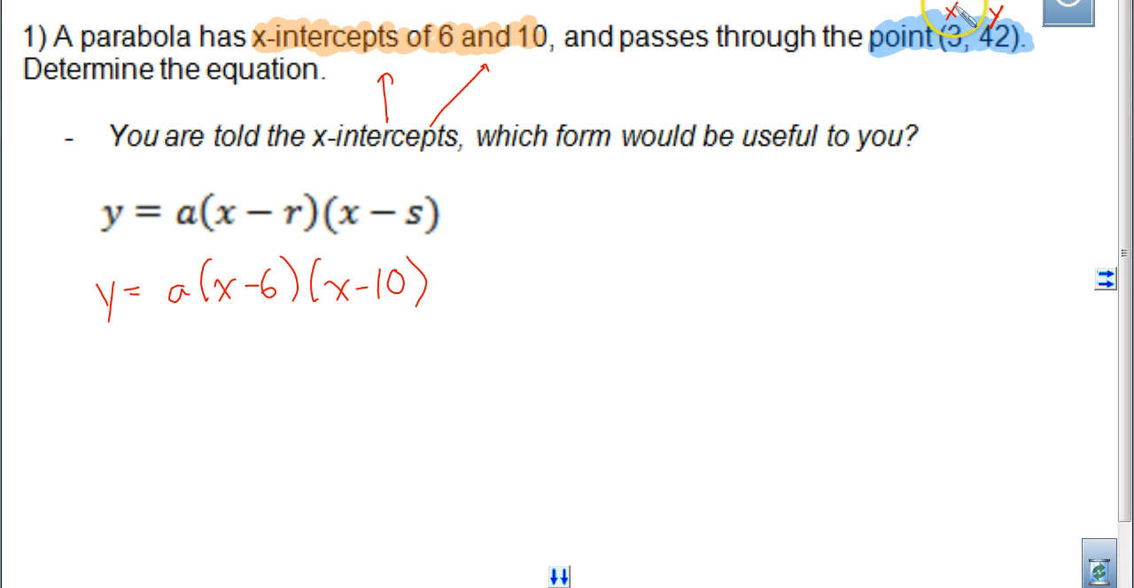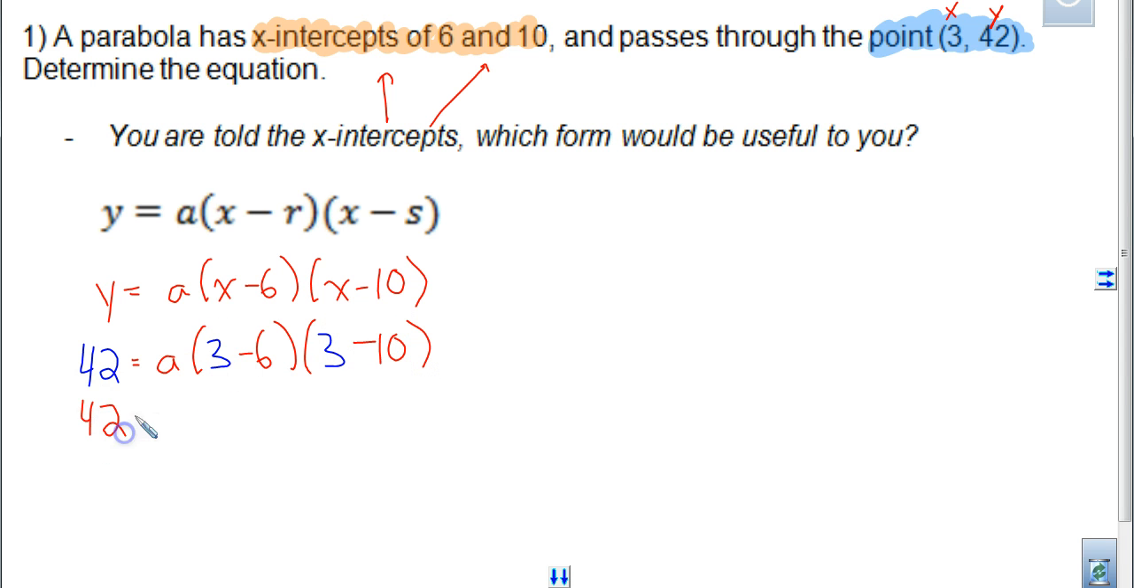So here's what we can do. This point of 3 and positive 42 is on the parabola somewhere, and that gives us an x coordinate and a y coordinate. So I can substitute in that y is equal to 42, and that happens when x is equal to 3. So by substituting that in, we're now going to have an equation that I can solve for what a is.